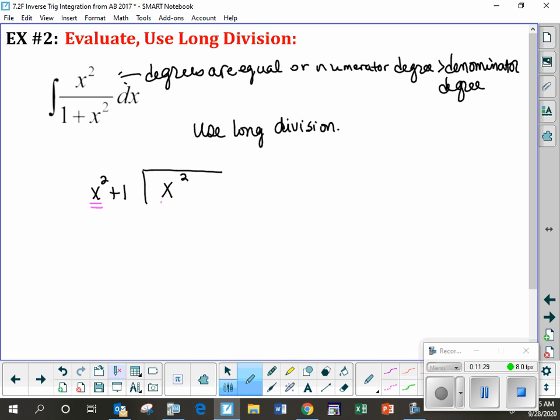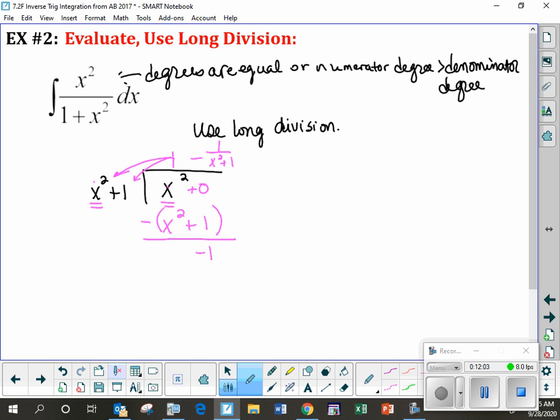Now it's all about the largest degree. x squared goes into x squared one time. Okay, that was pretty easy. x squared plus 1 is going to get subtracted. Remember, you've got to distribute that negative through both of them. I'm going to have x squared minus x squared, and then nothing minus 1 gives me -1, which is a remainder. So I get minus 1 over x squared plus 1. Write it as a remainder.